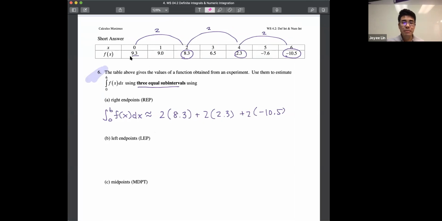If we want to use left endpoints, it's literally the same process, except I'm going to use these 3 now, right? So we'll say integral 0 to 6 of f of x dx is approximately equal to 2. And in this case, since the widths are the same, I'll show you a different way of writing it. You could also write it like this. Okay, this would also get full credit, assuming that the width intervals are all the same.